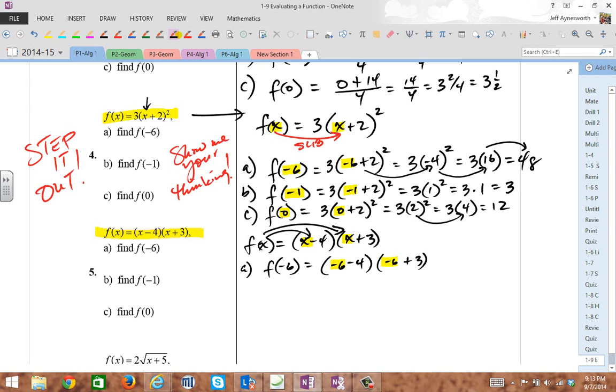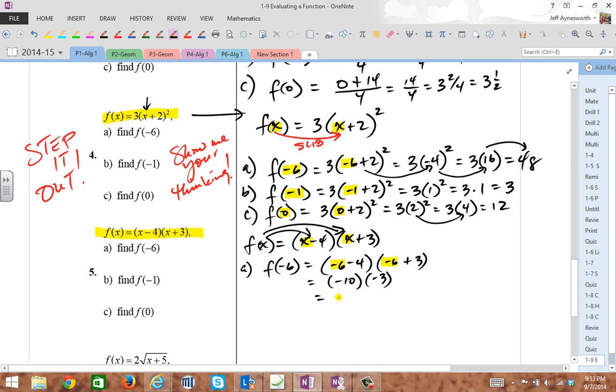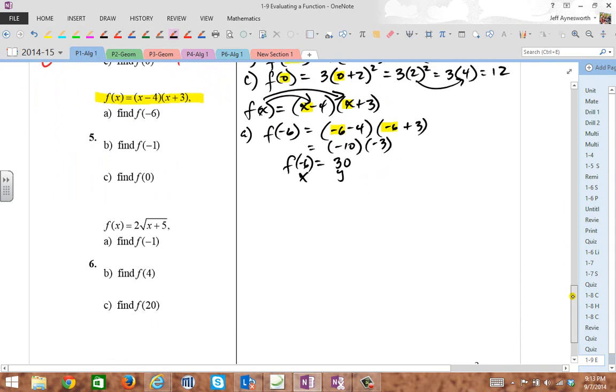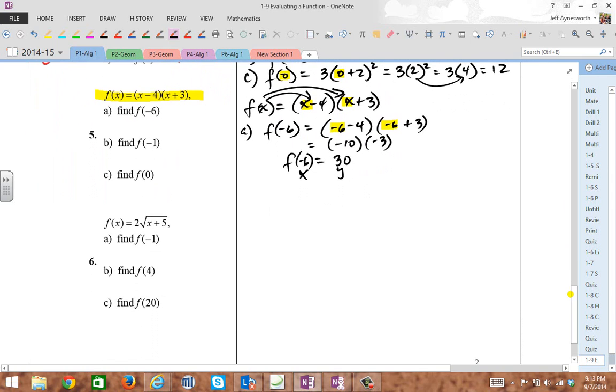All right, but actually it's not that bad because -6 minus 4 is -10. -6 plus 3 is -3. And when you multiply them together, you get 30. All right, so f of -6 is 30, which means when x is -6, y is 30. And that's all there is to it, my friends. We just got to get good at it.